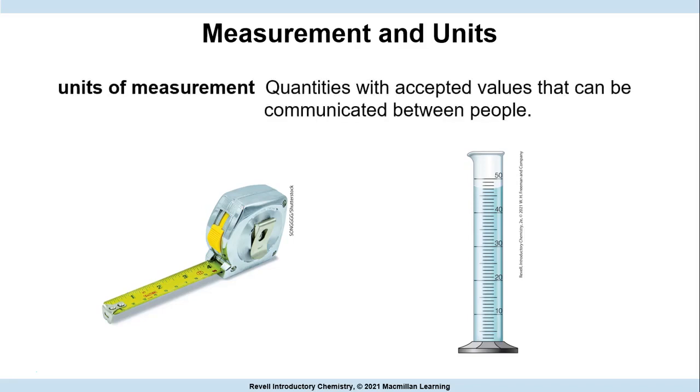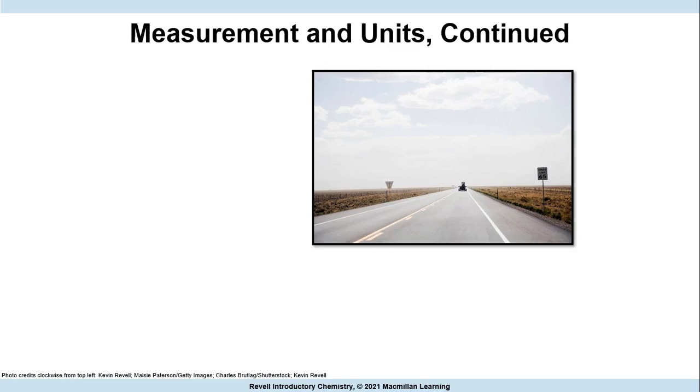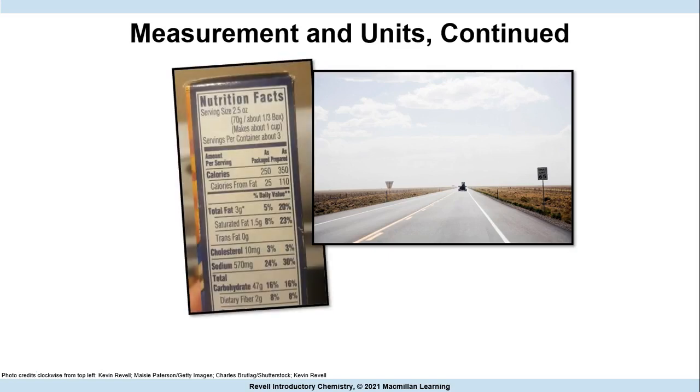So units of measurement are quantities with accepted values that can be communicated between people. Okay, let's look at the measurement and units here. Like we are looking at a car here that is traveling. You want to measure the speed. Maybe it is traveling at 65 miles per hour. So you are looking at the units here.